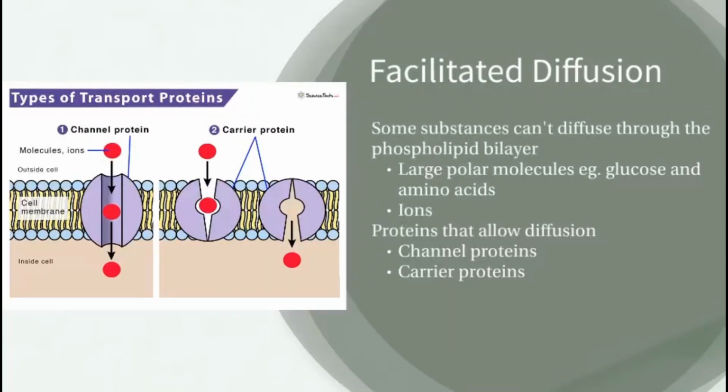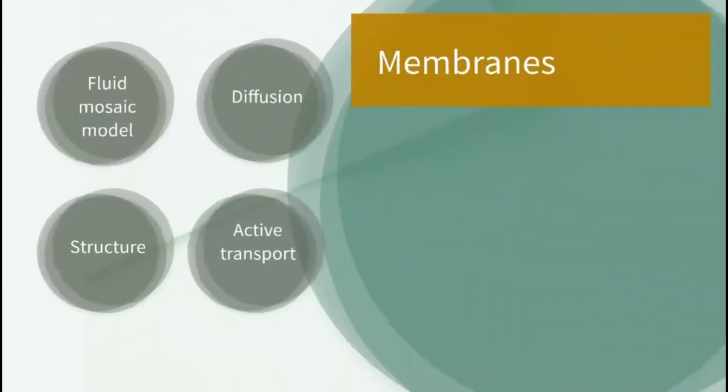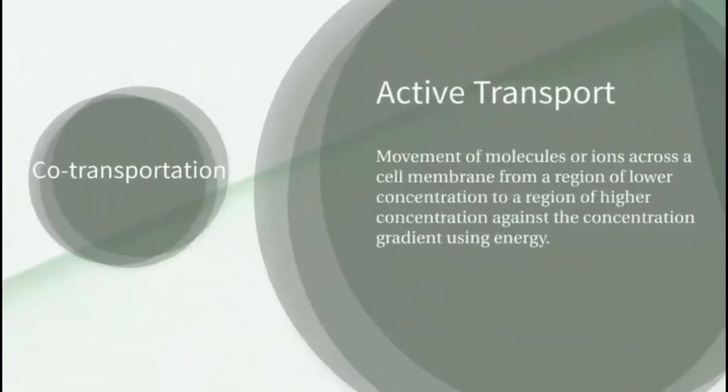So the next thing I'm going to talk about is what happens when we want to get something from an area of low concentration to an area of high concentration. And we call this active transport. Active transport is the movement of molecules or ions across a cell membrane from a region of lower concentration to a region of higher concentration, against the concentration gradient, and this uses energy.